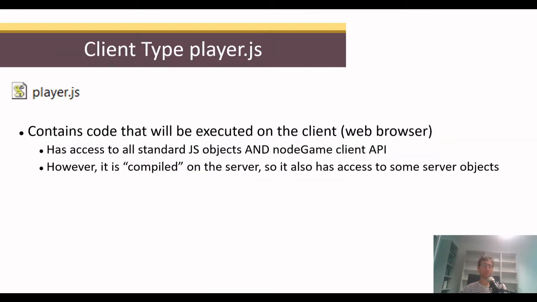The first thing we're going to learn about the player client type is that it's code which is executed on the client, usually a web browser. However, it is packaged together while it is still on the server. So some code is server related, and some code is just available for the browser. Understanding which code is available at what point of the program is key to programming a client type.